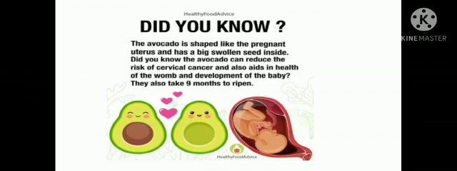Did you know the avocado is shaped like a pregnant uterus and has a big swollen seed inside? Did you know the avocado can reduce the risk of cervical cancer and also aids in the health of the womb and development of the baby? They also take 9 months to ripen.